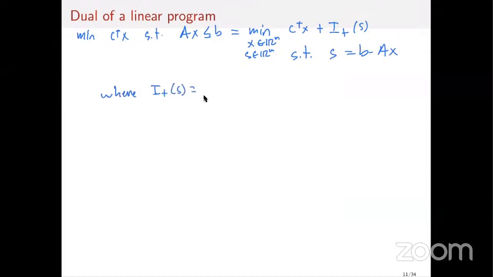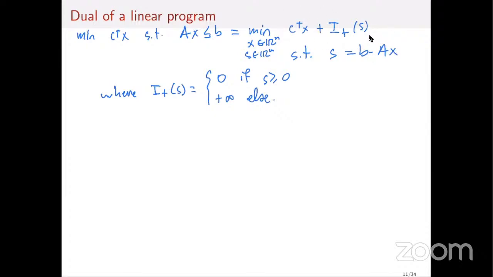Here I_plus of S is the indicator function, which is equal to zero if S is a vector that is component-wise non-negative, and it is plus infinity elsewhere. This is kind of a mathematical trick. I'm just defining S to be the slack, the vector of slack, B minus AX. My linear program is defined by the vector of slack having to be non-negative, so B minus AX has to be non-negative. So I put this in the objective function.